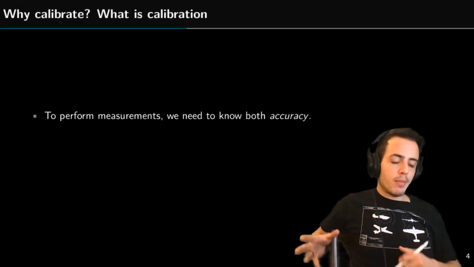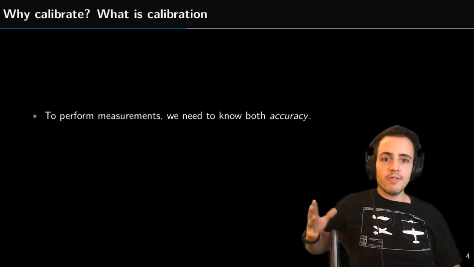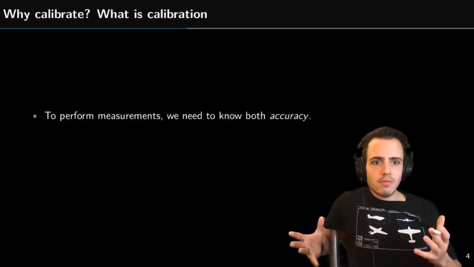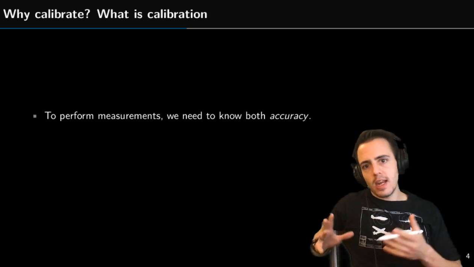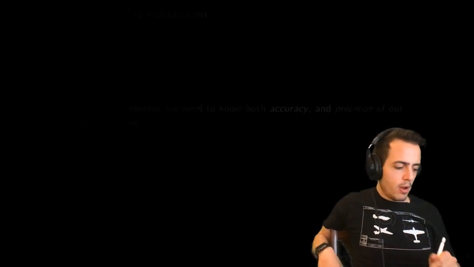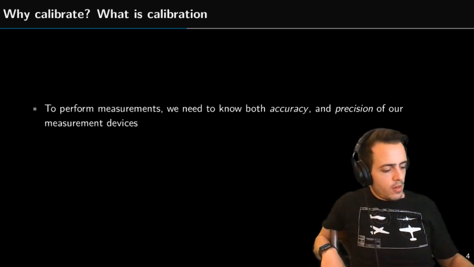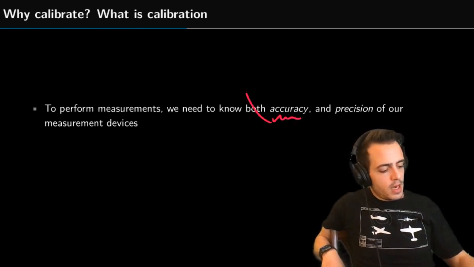So we're talking about calibration. Why do we calibrate, and fundamentally, what is it? To perform measurements of anything, in a scientific and engineering setting, we need to know both the accuracy and the precision of our measurement devices. So let's just remind ourselves what these words mean.